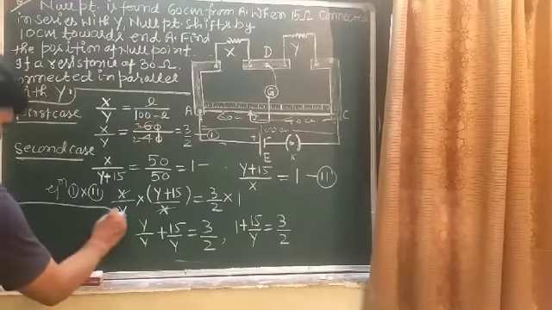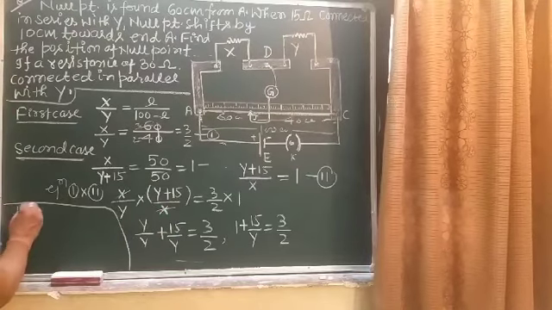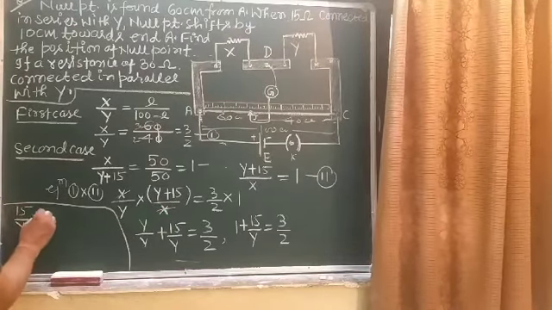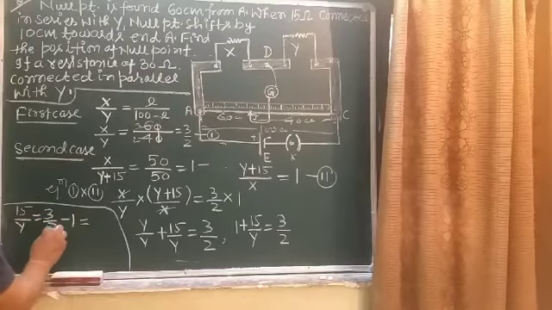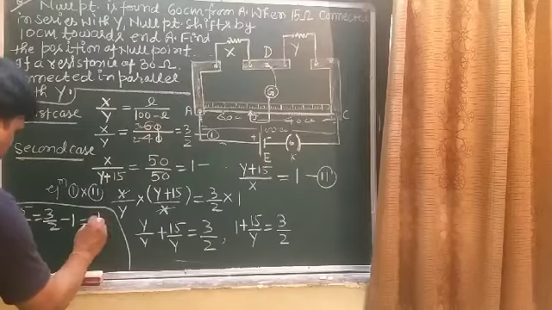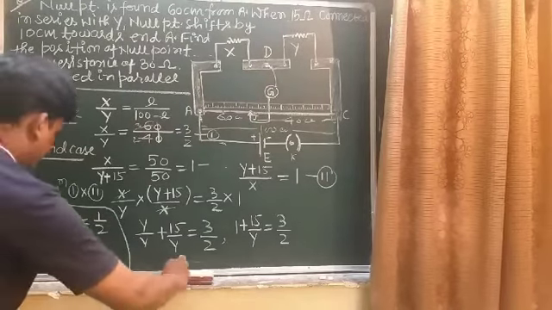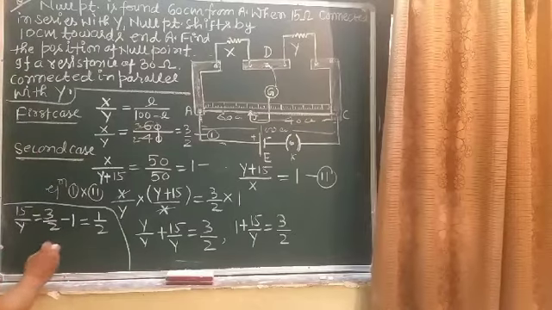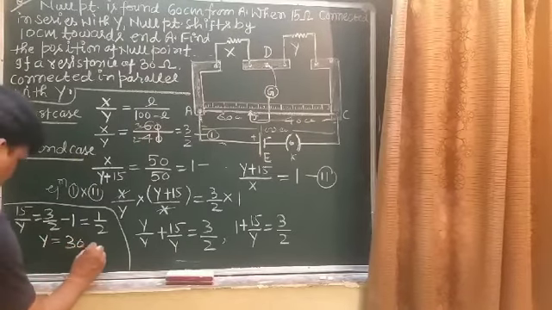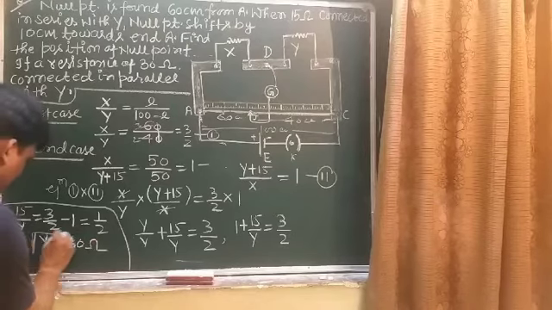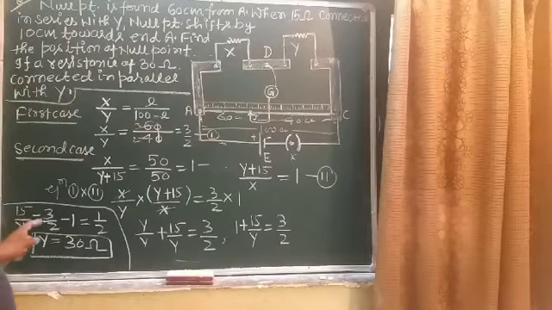So students, see here, 15 by y is equal to 3 by 2 minus 1, that is 1 by 2. So it can be written as cross multiplication. So y comes out to be 15 into 2, which is 30. So y comes out to be 30 ohm.